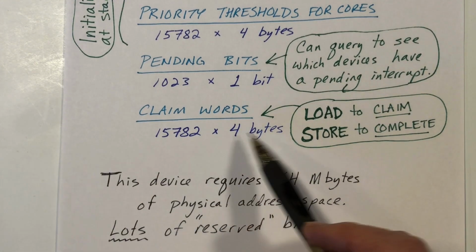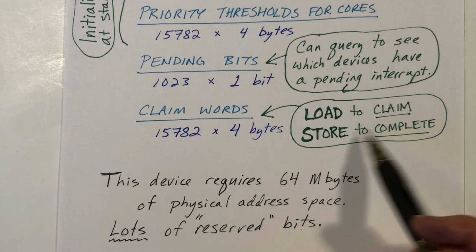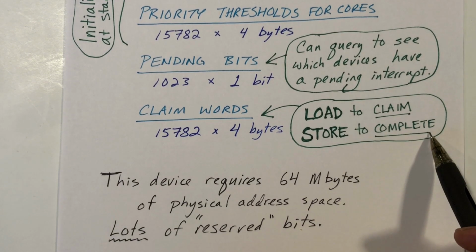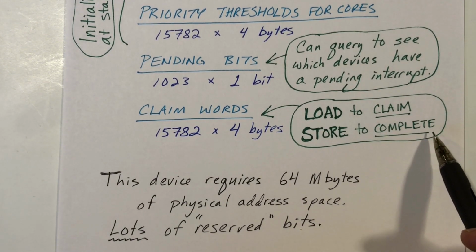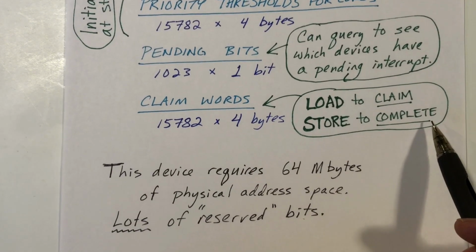And this same word is also used to do the complete operation. That's done by storing into the word. And in that case, we store the ID of the device whose interrupt we have just completed. A core might be handling several interrupts simultaneously, and it can claim several and complete several independently.